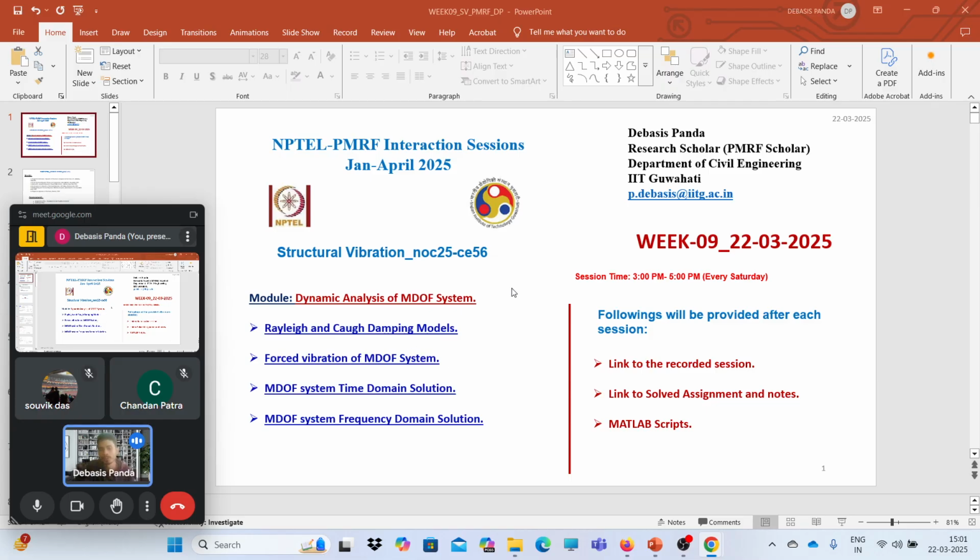Then we will move to the forced vibration of MDOF system. Both we will solve in time domain and frequency domain. First we will see the concepts, and then we will go to MATLAB and solve the response for a MDOF system given some input forces or external forces at each degree of freedom. So we will see that. Today, let's quickly start.